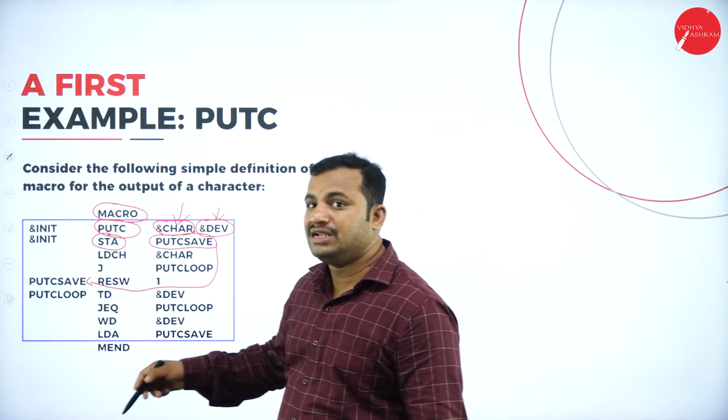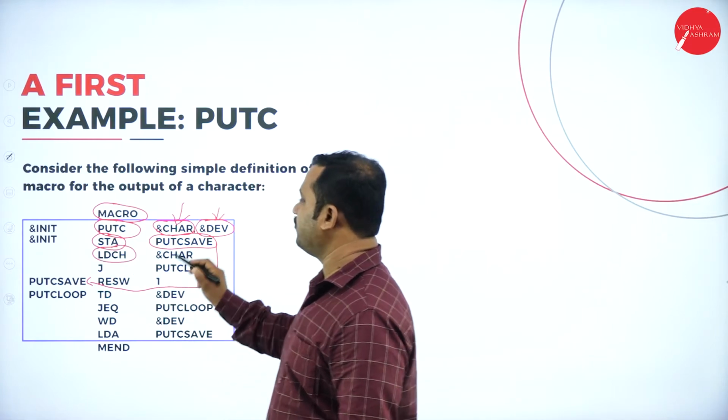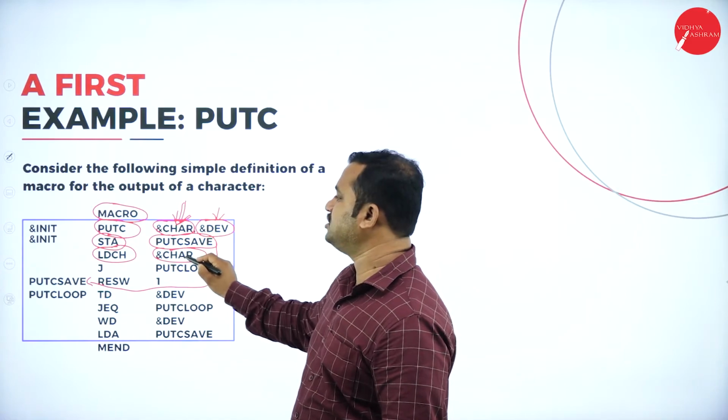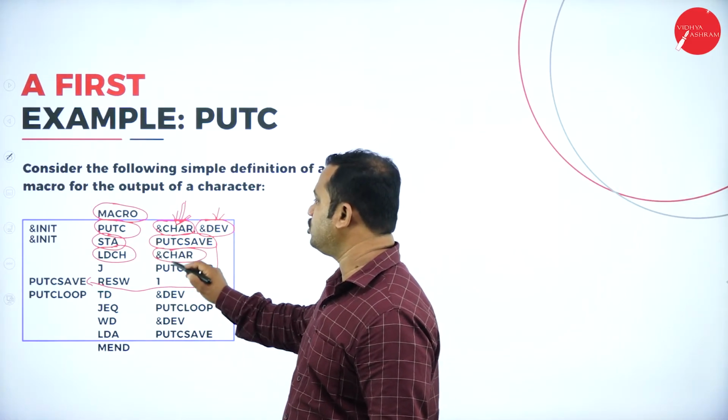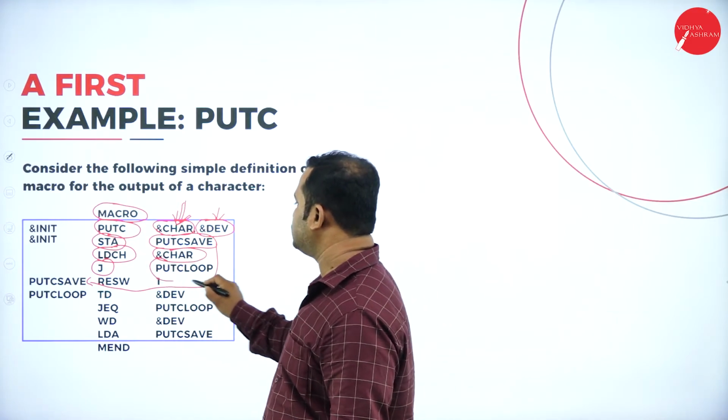That means it has got a forward reference. Now, load character. Which character? The character which is passed as a parameter to it is passed here, load character. Then put C loop. We have a label J here. Then we have a put C loop here.